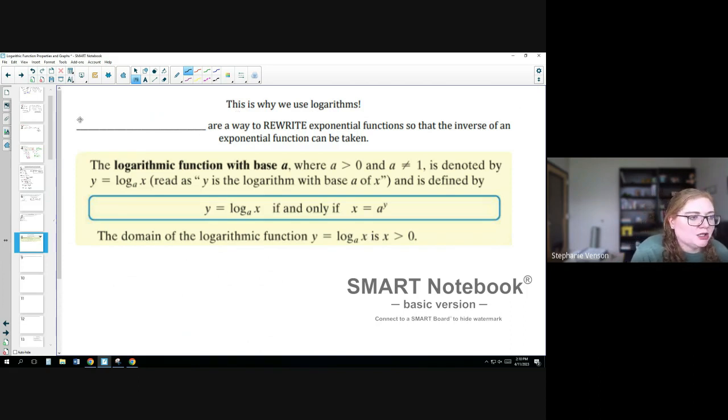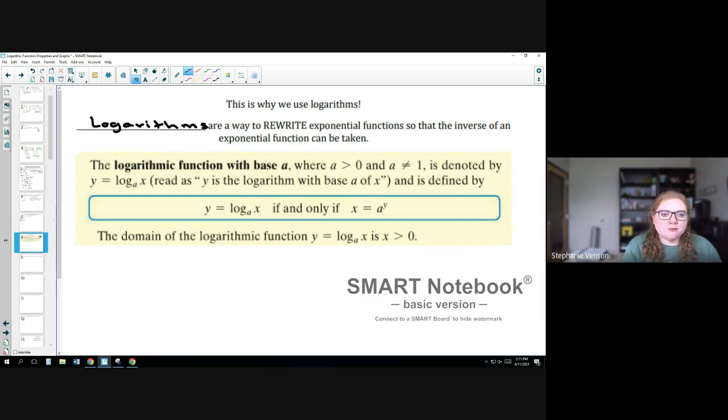So here's your blank here. Okay, so we're going to say logarithms. Hold on, I'm spelling things wrong. You'll forgive me. There we go. Okay, so logarithms are a way to rewrite exponential functions so that the inverse of an exponential function can be taken. That's what I was talking to you about a minute ago.